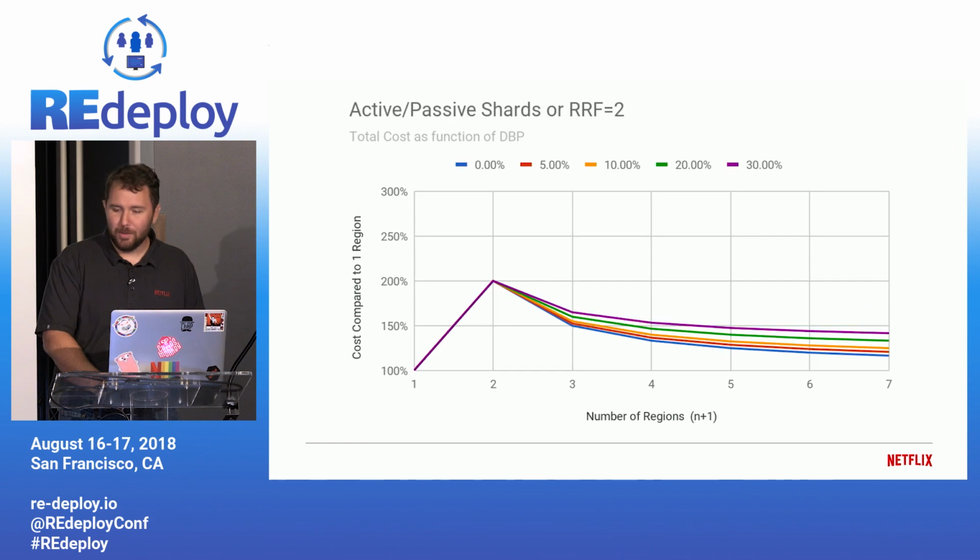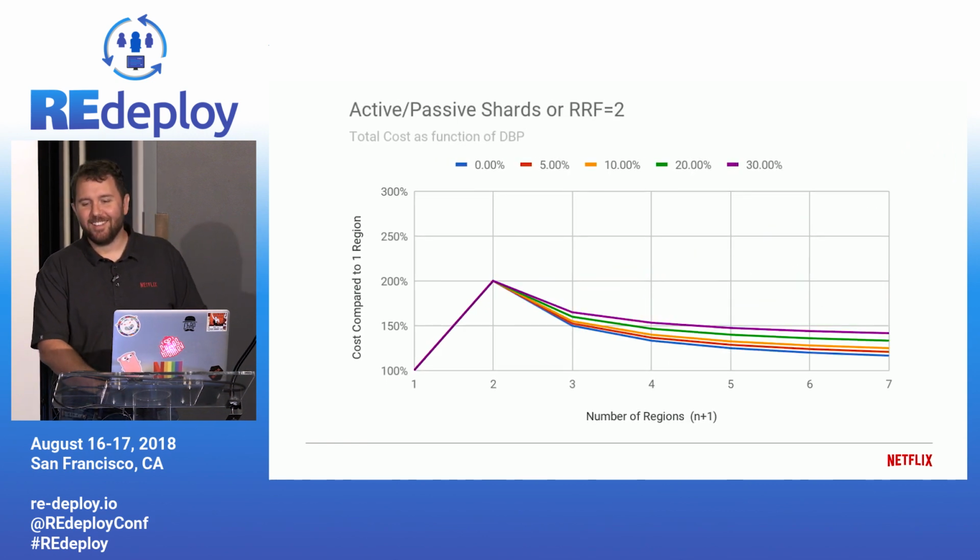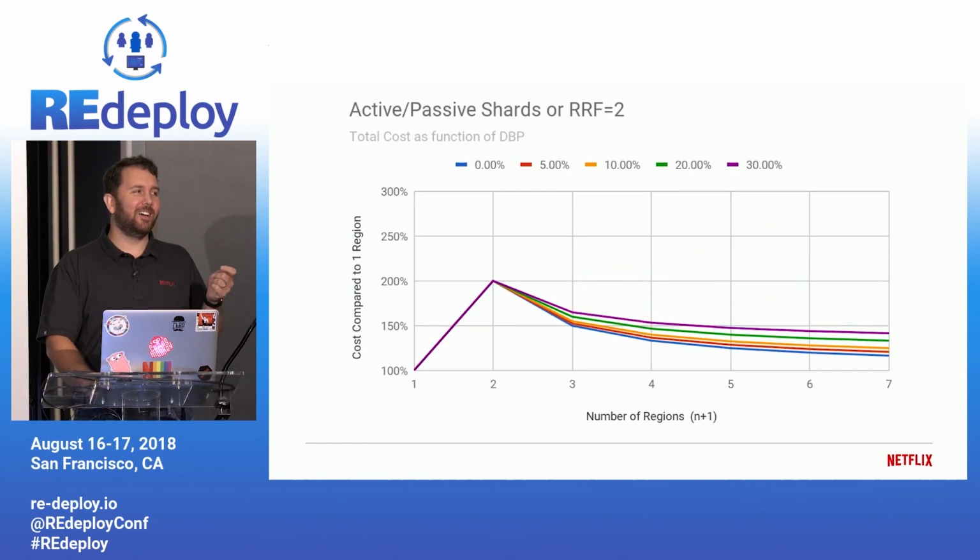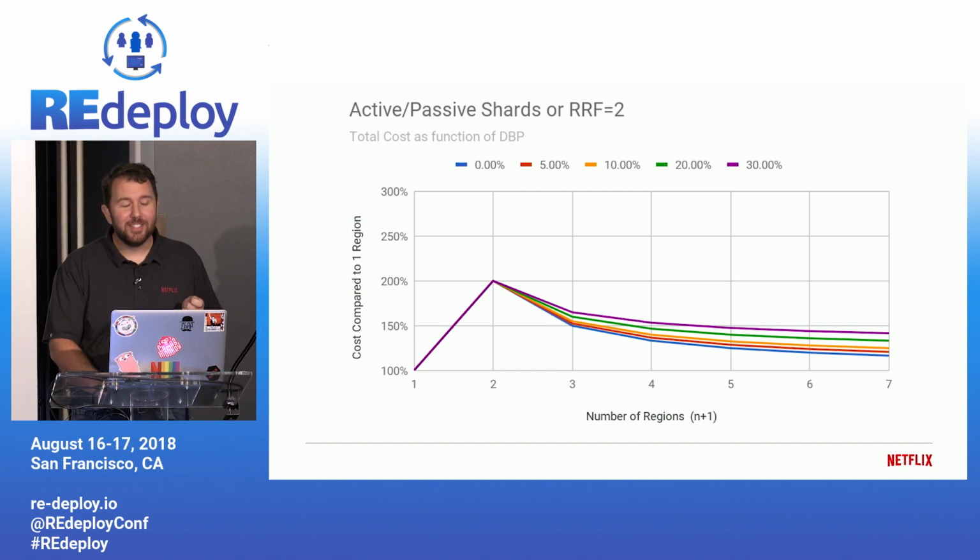So again, we can just go like, ooh. So we don't run with RF equals 2 at Netflix, but it's interesting.